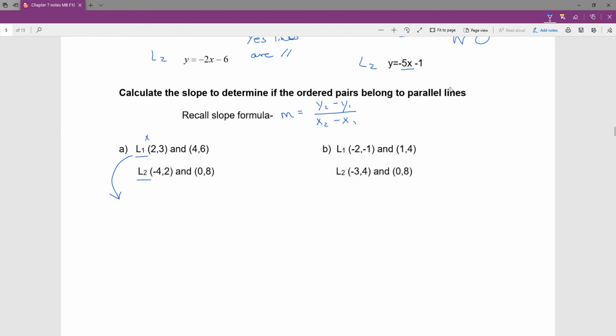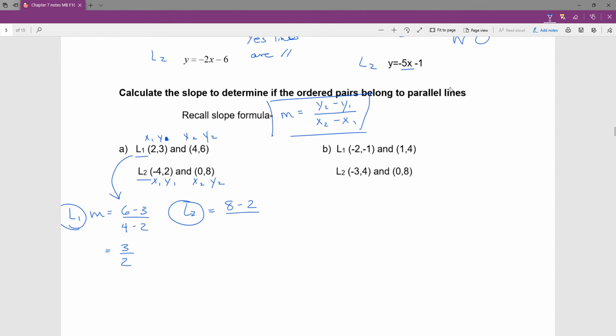I like labeling these up because I'm good at making mistakes. Oops, sorry, x1 and y1. Remember, because they're from the same point, x2, y2. Then my slope for line 1 would equal 6 minus 3 over 4 minus 2. My slope is equal to 3 over 2 for line 1. For line 2, again following my format, I think it's worth labeling up my points because I'm good at making mistakes. I'd have 8 minus 2 all over 0 minus negative 4.